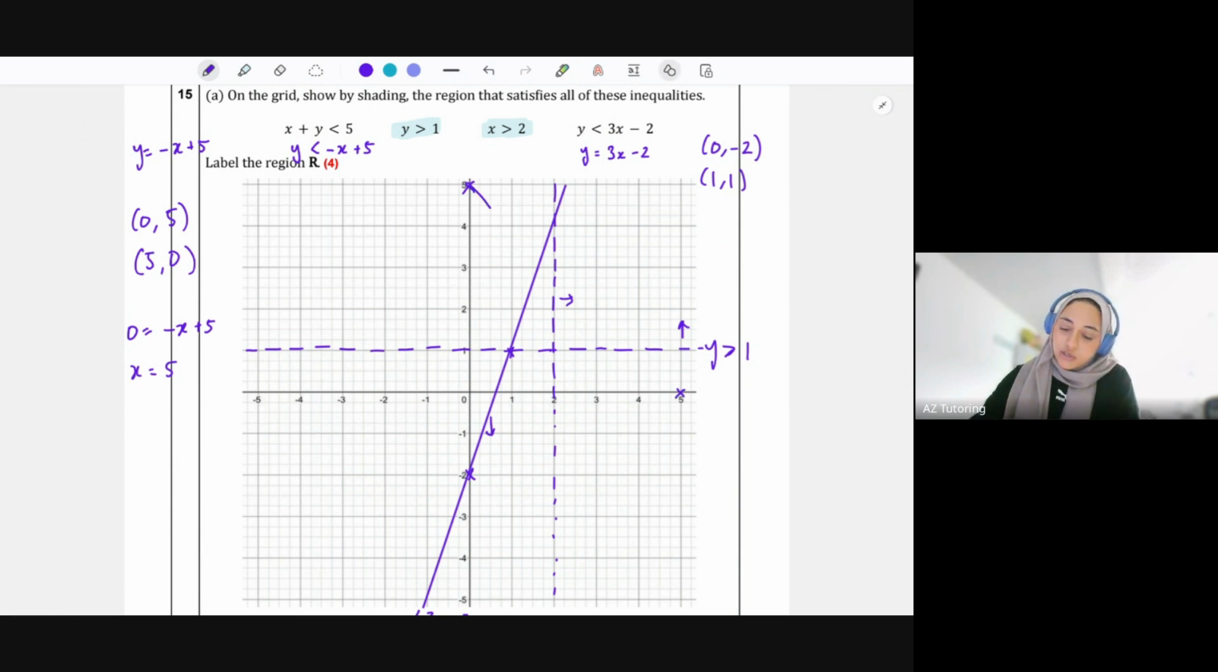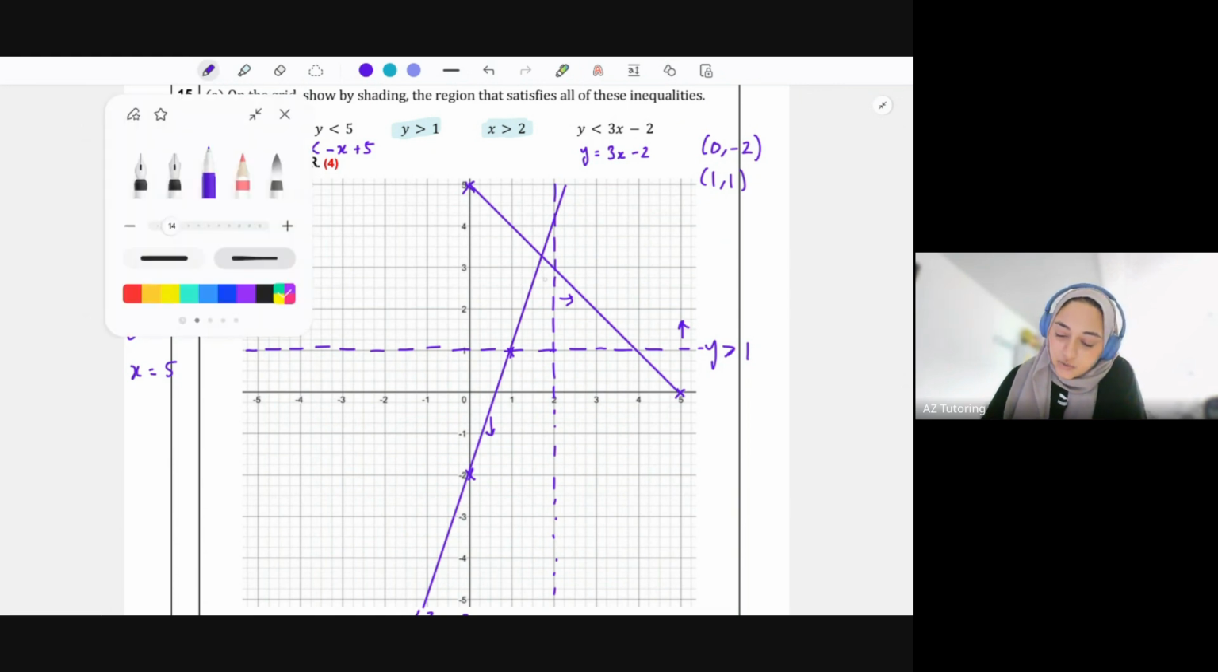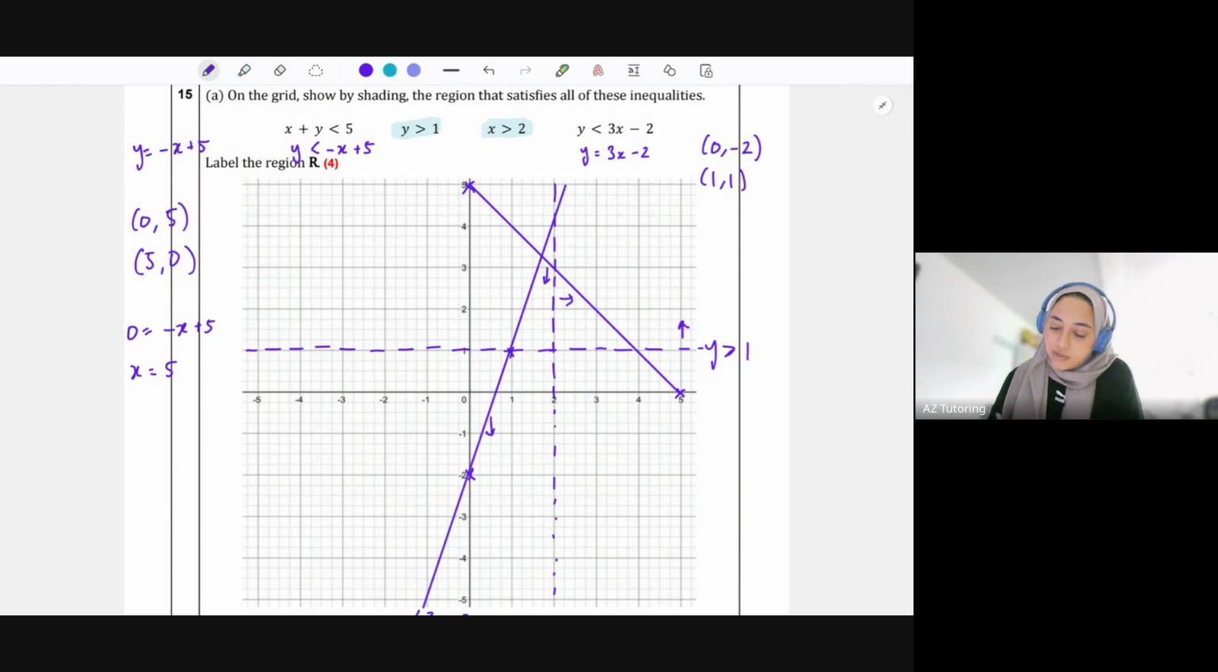Again, I'm going to draw a solid line, but just make sure you draw it dotted. Okay, so that's the line there. And because it's less than that, it satisfies underneath, so going downwards. So looking at all these lines together, if it's above the y equals 1 line, it's above here. It's to the right of this x is more than 2 line. It's below this line here, so this is our region R here. I'm going to just shade it in blue. So that's our region R.